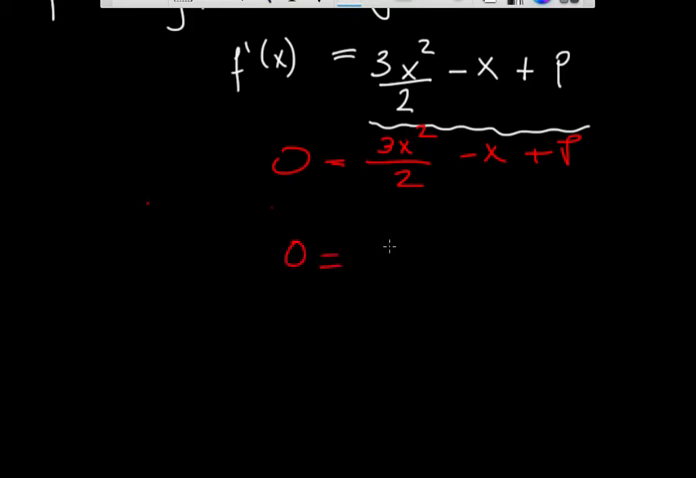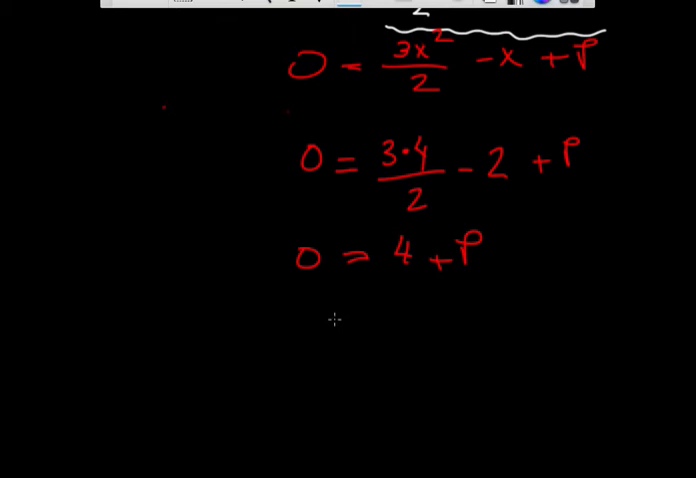0 equals 3 times 2 squared is 4, divide everything by 2, there's a multiplication there, let's not forget, that's minus 2 because x is 2. Here I'm just putting the 2, remember? And then here plus p. So that needs to be true. So let's see, 3 times 4 is 12, divided by 2 is 6, 6 minus 2 is 4, 4 plus p needs to be equal to 0. Therefore, p has to be minus 4.